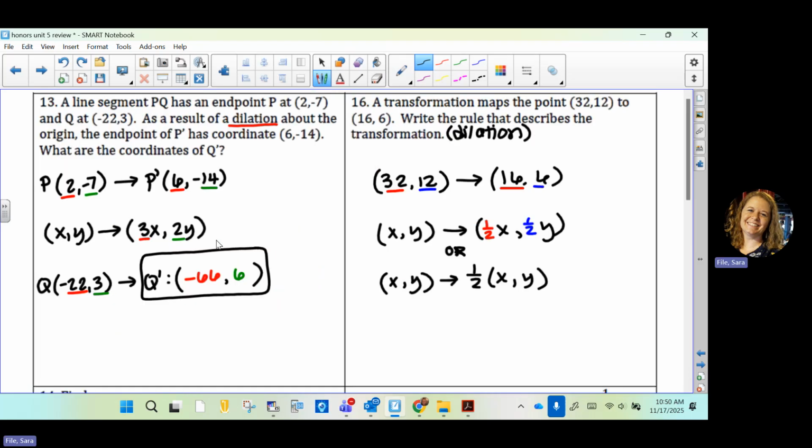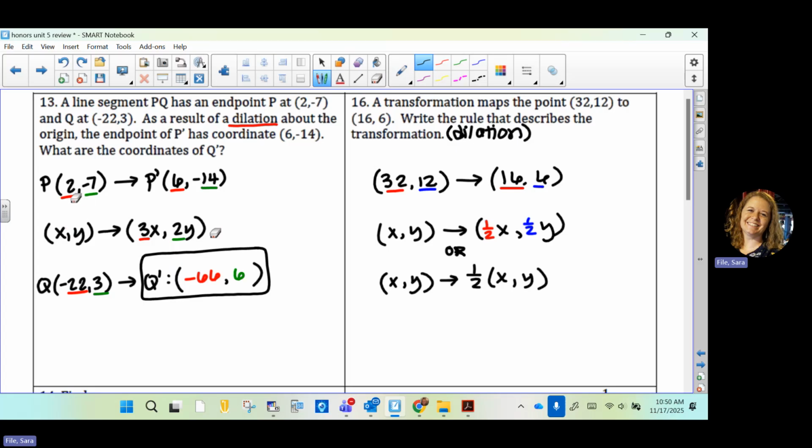Okay, 13. I actually did 13 and 16 here with my last class. But what I did, they tell you you have a line segment PQ, and they give you the original values of P and Q endpoints. Then they say that they are dilated about the origin, and they give you P prime, so the new coordinates of P, where it ends up after the dilation. So we can use that to figure out the dilation rule.